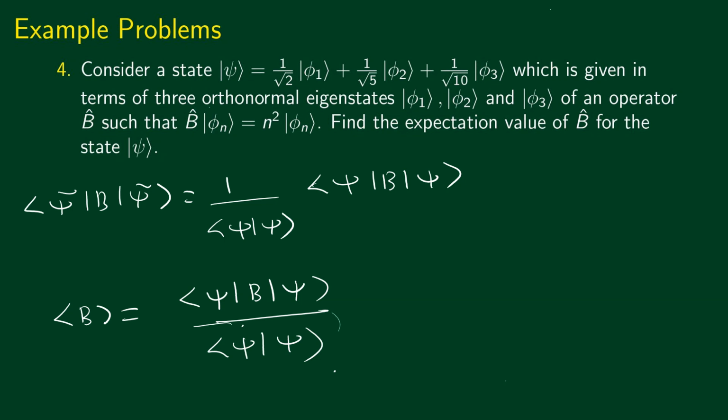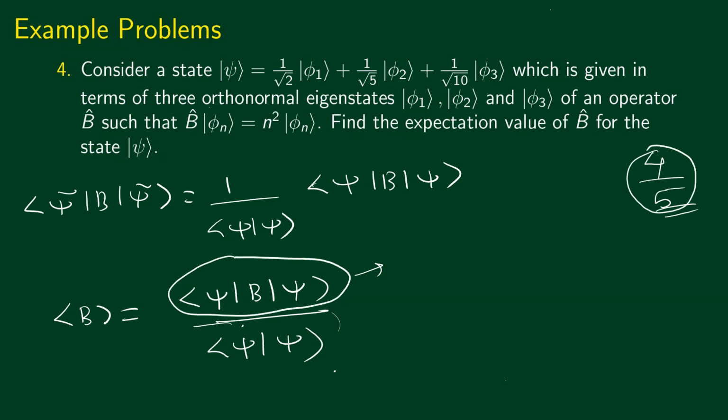So we can find bra psi B ket psi and divide it by this number, bra psi ket psi. We found that bra psi ket psi was 4 by 5, so we'll leave this 4 by 5 here. We can first calculate the numerator and finally divide it by 4 divided by 5. That's what you have to do. I'll leave it as an exercise for you. Again, you can find the numerator easily.